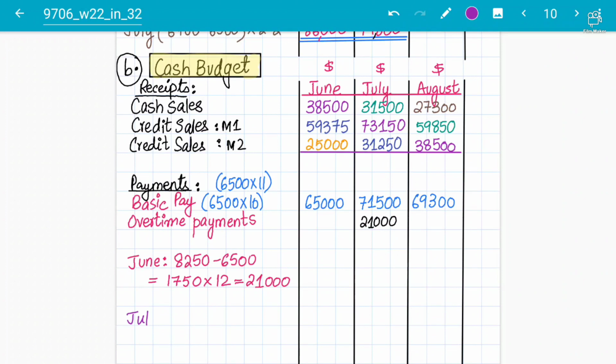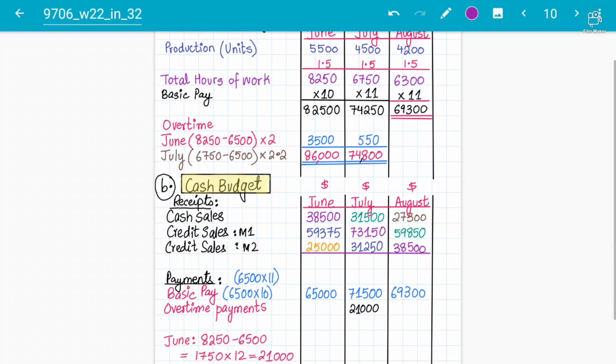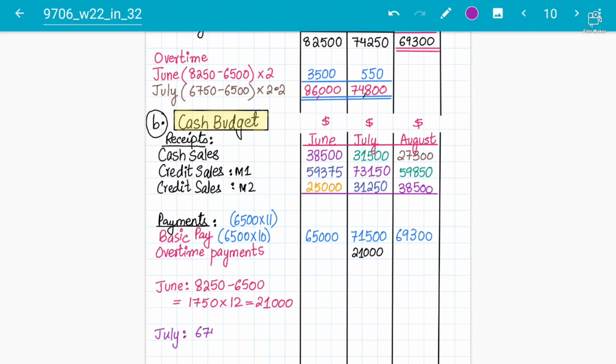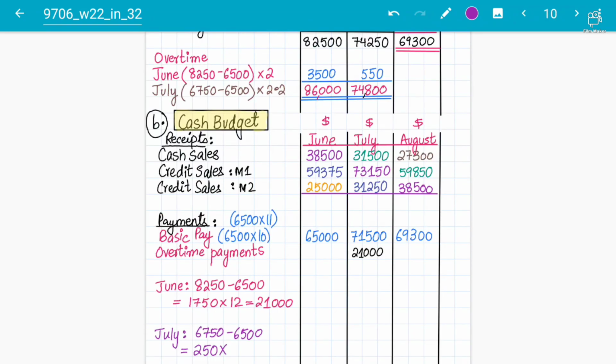Same will go for July. In July the total hours worked were 6,750. So it means that there were some extra hours. So extra hours were 6,750 minus 6,500. So I think 250 hours were extra being worked. And the rate for July overtime payment was basic wage 11 plus 2.2. That will be 13.2, and you are going to receive this in the next month.